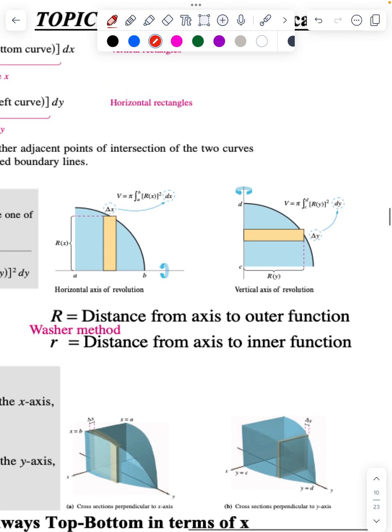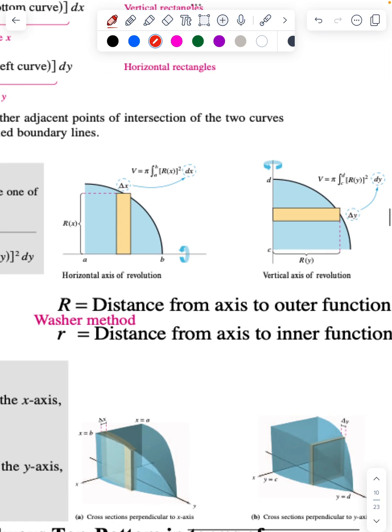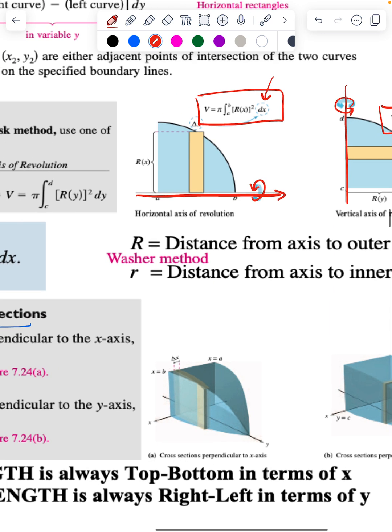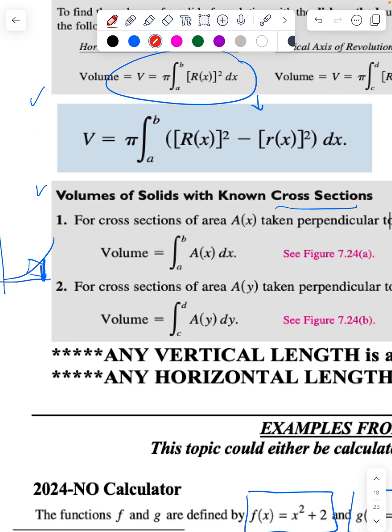I thought I saw it. Here we go. Horizontal axes of revolution versus vertical. So if I'm rotating around this, as you can see this little arrow, then I'm going to be doing my function in terms of x. But if I'm rotating around a vertical line, so it's actually like horizontally rotating around, then I'm going to be doing that function in terms of y. So think about that when you're doing this section.